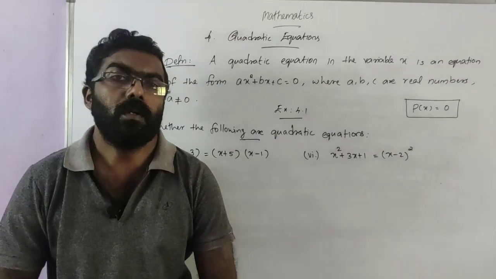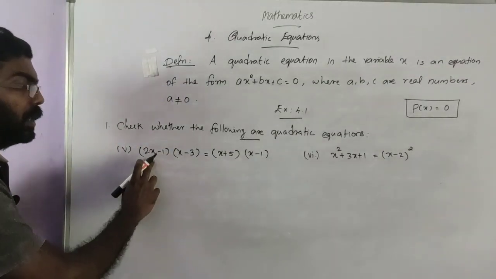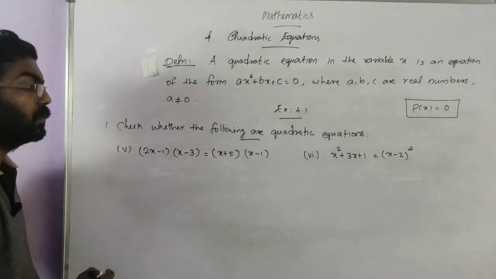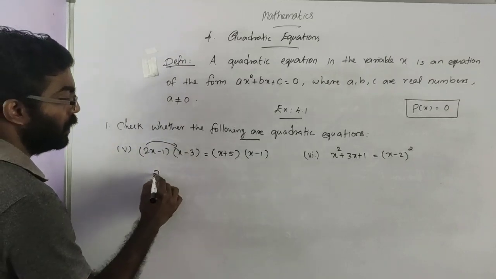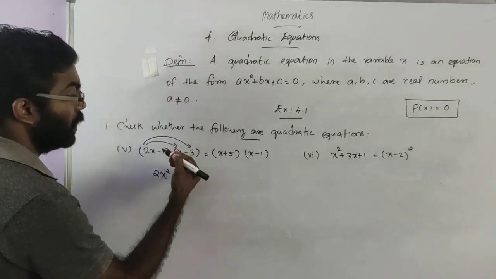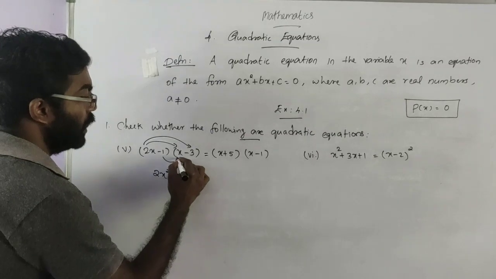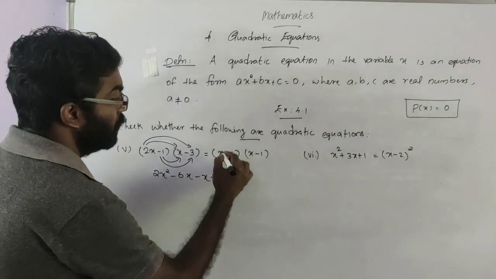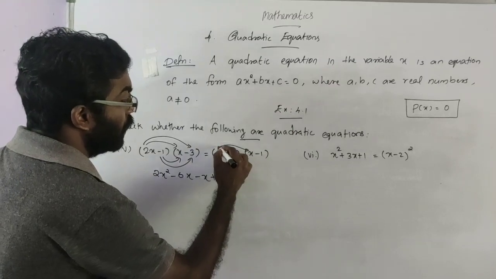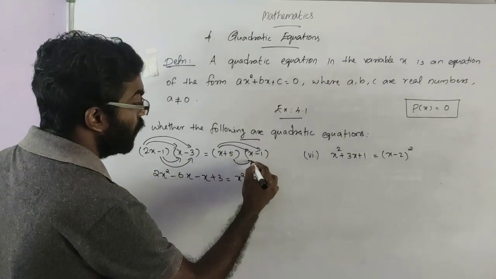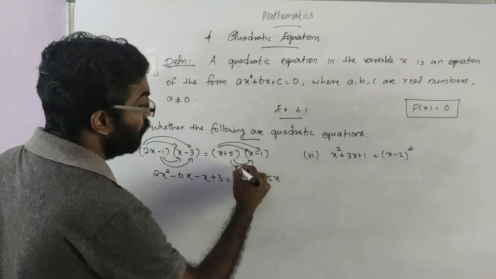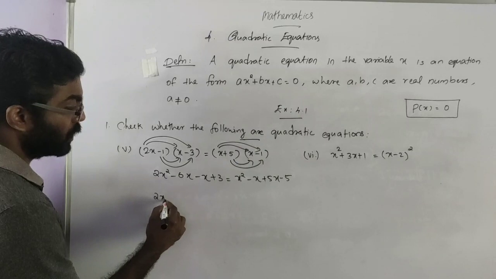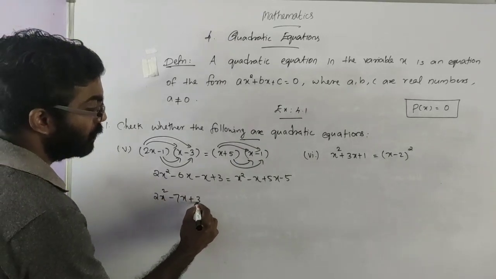Okay. Now we move on to question number 5. 2x minus 1 into x minus 3 equal to x plus 5 into x minus 1. So 2x into 2x is 2x square. 2x into minus 3 is minus 6x. Minus 1 into x is minus x, minus 1 into minus 3 is plus 3. Here x into x is x square, x into minus 1 is minus x, 5 into x is 5x, 5 into minus 1 is minus 5. Here we can combine: 2x square minus 7x plus 3.